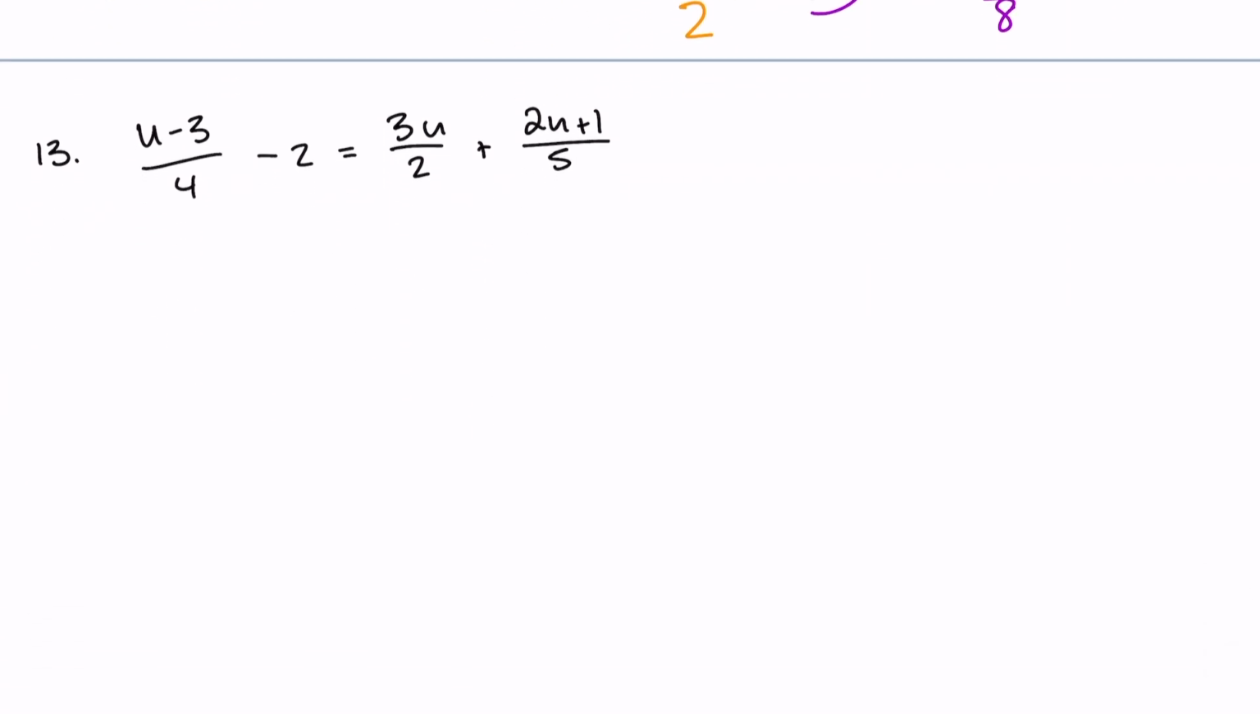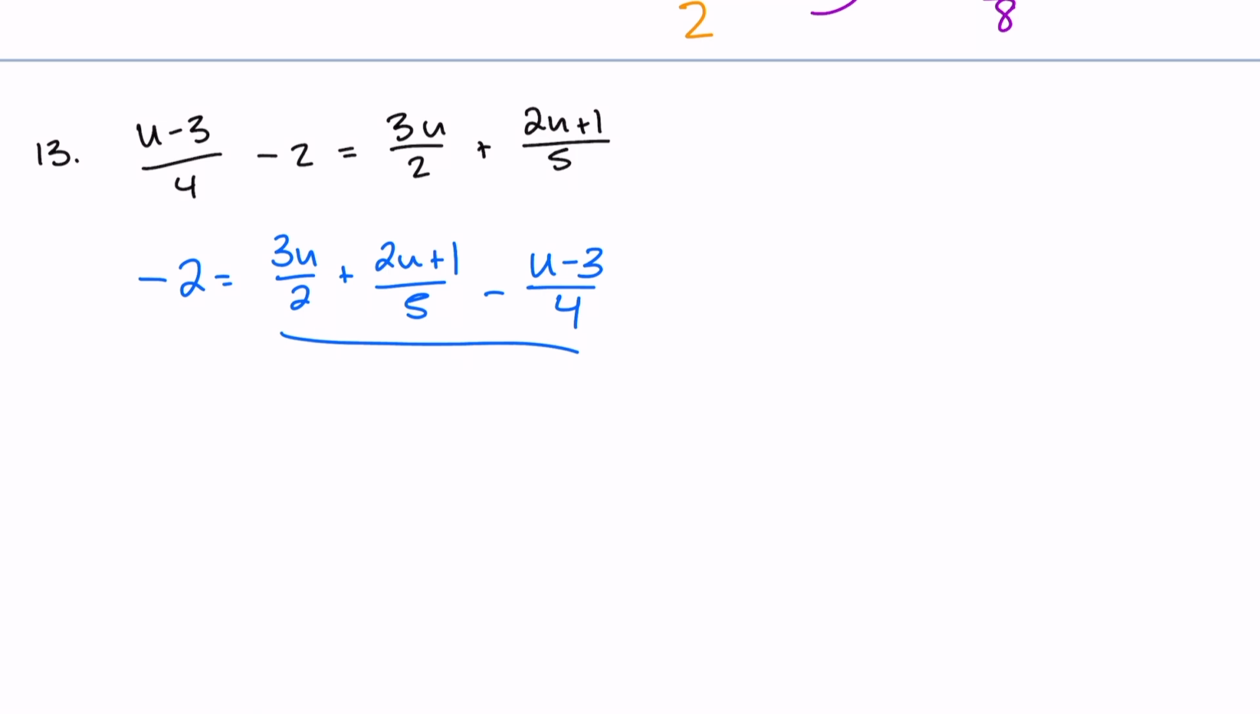Lastly, for question 13, I want to move all my u's to one side and keep my constants on the other side. So I'm going to move this u minus 3 over 4 over to the other side. So now I have negative 2 equals 3u over 2 plus 2u plus 1 over 5 minus u minus 3 over 4. Now I need to find a common denominator between all three of these numbers. I'm going to start off with the bigger numbers first and then hope that it is also a multiple of 2. So 5 times 4 gives us 20. 20 is the same thing as 2 times 10. So 20 is a common denominator for all three of these.